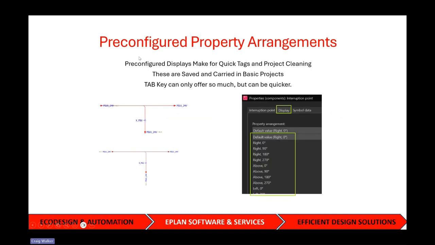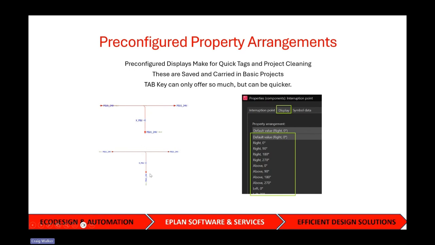So, pre-configured property arrangements. What this involves is once you place, say, an interrupt point, just an example, it's probably the most simple example I could think of for this. When you place it on the page, it has a tendency to put the property arrangement in one location. With insertion points as an example, or other symbols, you can push the tab key to rotate it, which will allow you to get from this top left one to a representation that looks like this, the top right one, sorry, to the top left one.